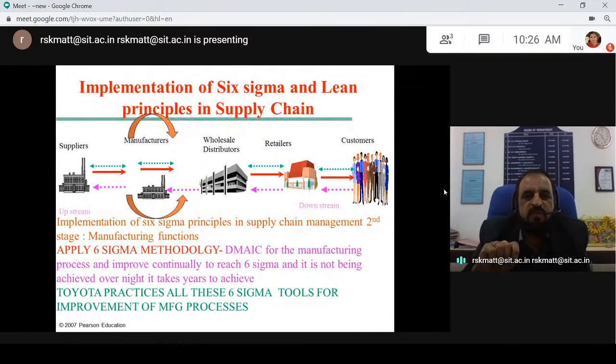What is hindering the process? Identify the factors and improve it using the DMAIC methodology. Then apply DMAIC to the manufacturing process and improve continually to reach Six Sigma. It is not achieved overnight. We need to sweat our blood for years together.